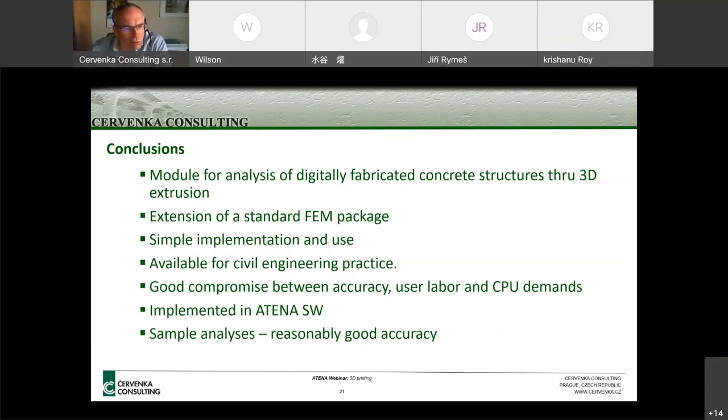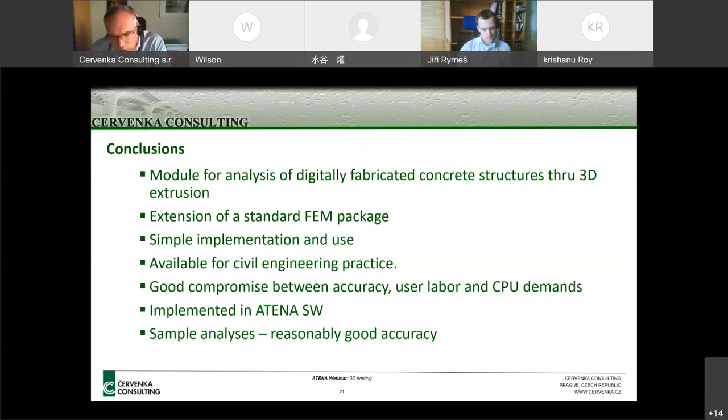All right, so these are just some conclusions from this first part of our presentation today. We have added this new feature in ATENA. It is available in the latest version, ATENA 5.9, that we released this fall. But of course, we continue to improve it. Some of the latest improvements, maybe my colleague will mention them also, but maybe I should mention them now.